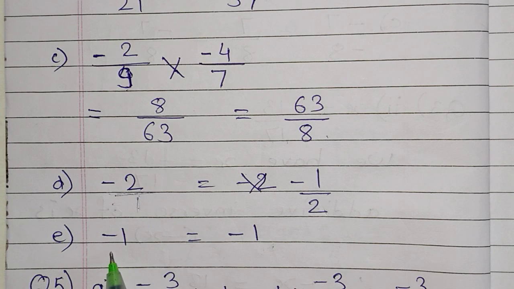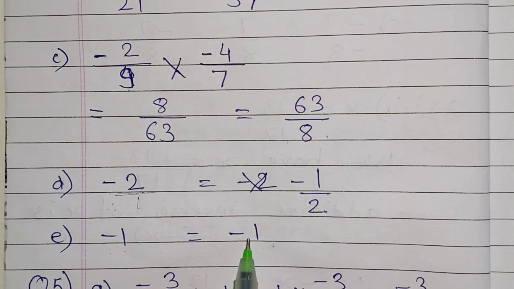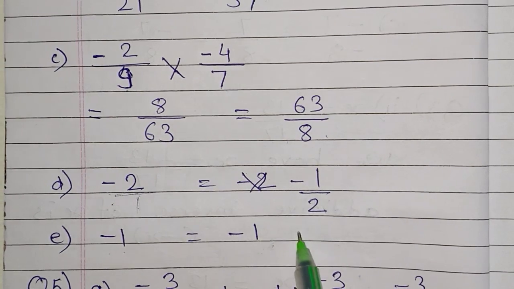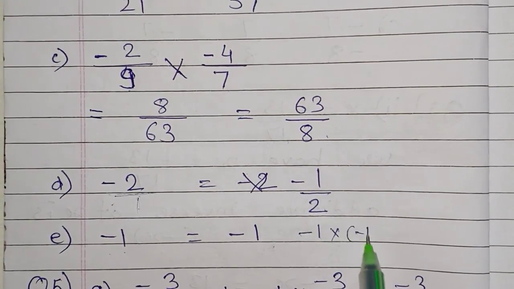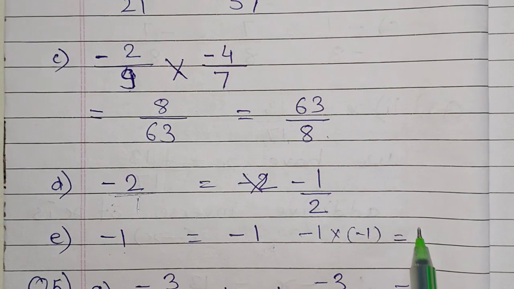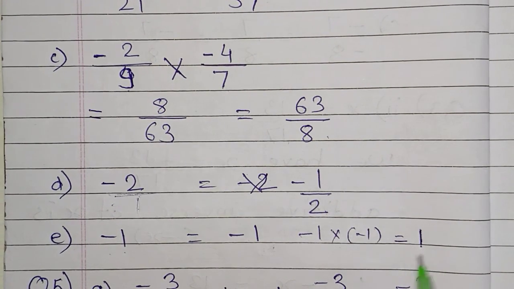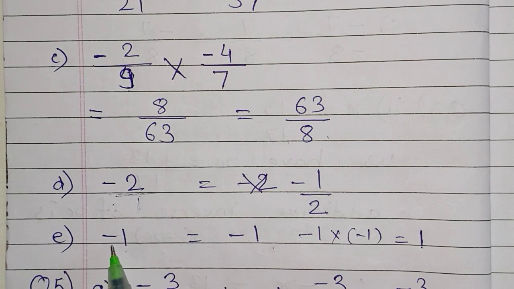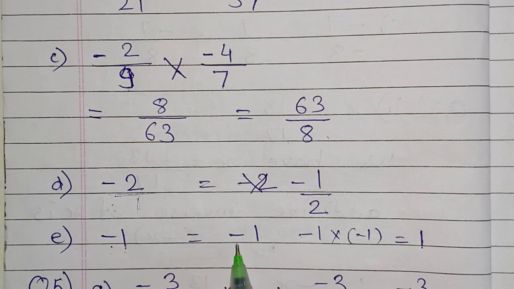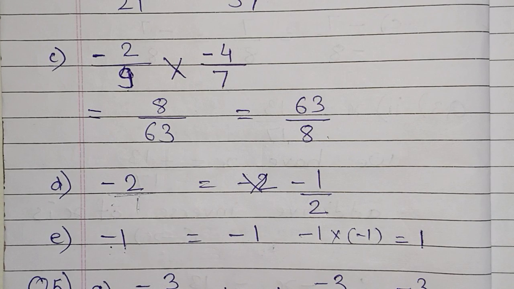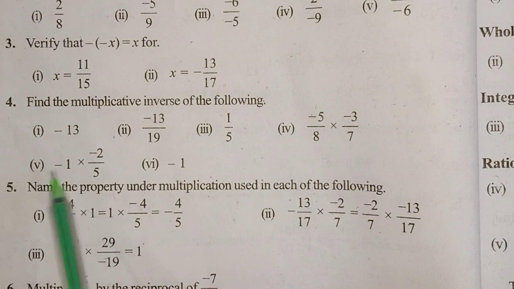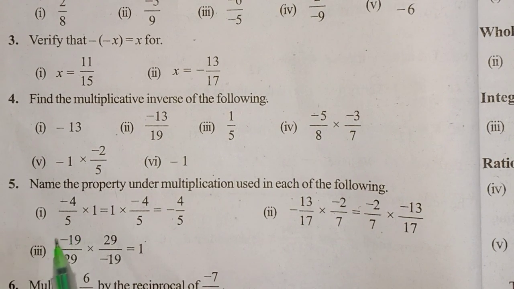Be careful for the 1. When minus 1 is there, whose multiplicative inverse is minus 1, because minus 1 into minus 1, then only we will get the answer 1. So the multiplicative inverse of minus 1 is the same, minus 1. So now solve question number 4. Let's move to question number 5.